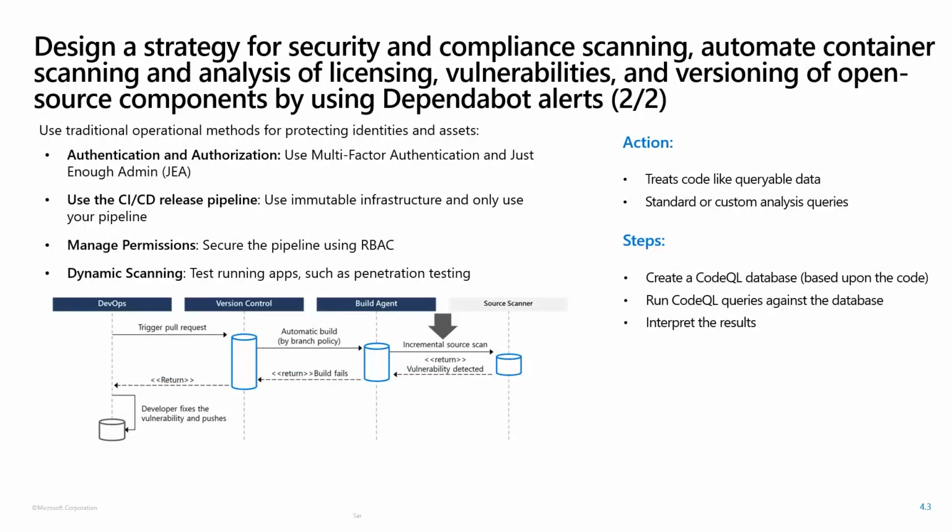In the context of SCA, recap integrating various SCA checks into your pipelines. In addition, don't forget about other traditional operational methods to securing your assets, like multi-factor authentication or dynamic scanning. And keep in mind that CodeQL is a great way of spotting patterns in your code base that could cause security issues along the way.